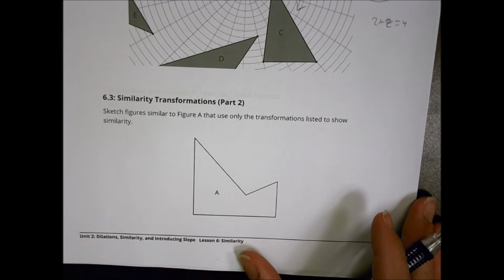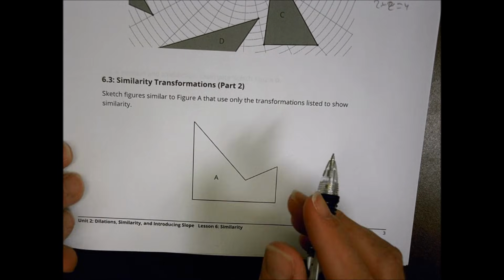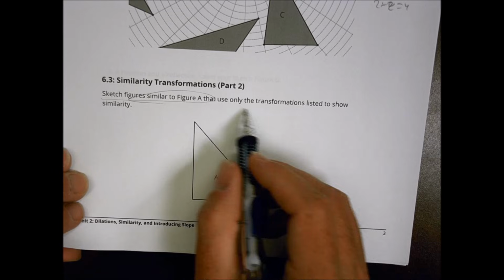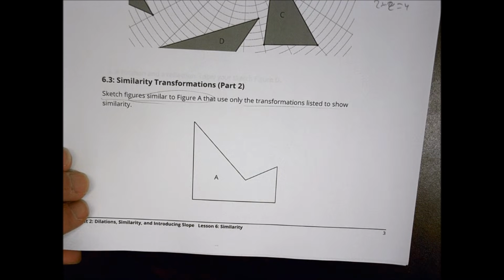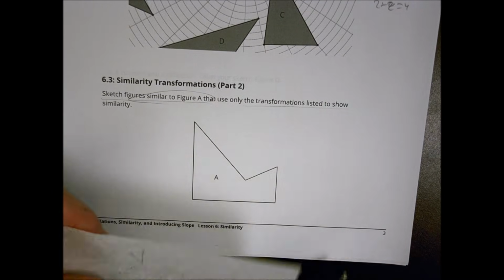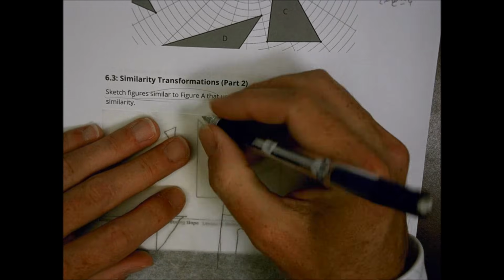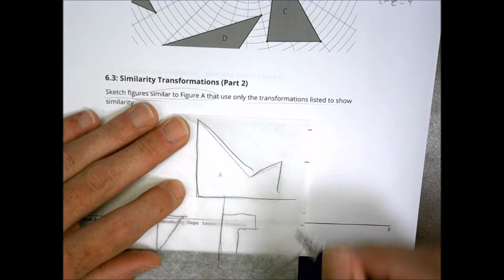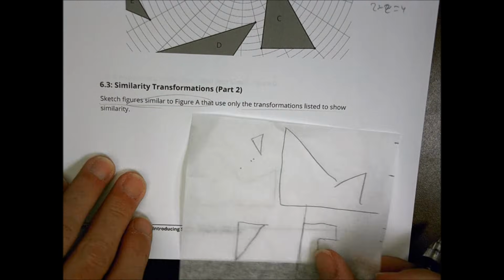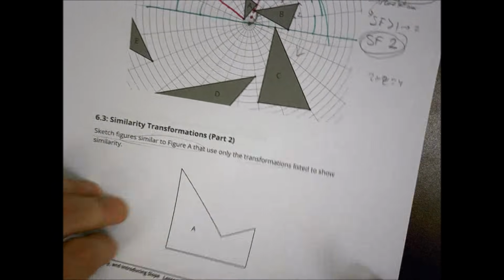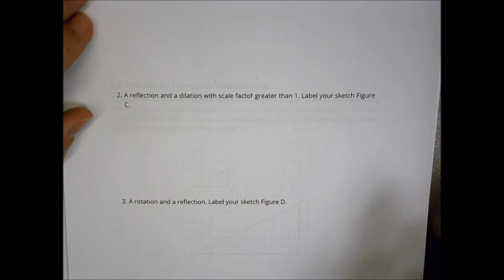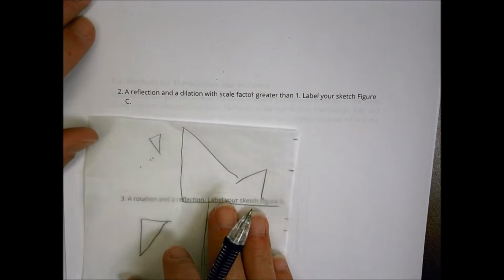For 6.3, looking at their sketches that are similar to figure A, it says sketch some that are similar and only use transformations listed below. So there's our shape. Just going to draw myself a little copy real quick, just so I have it for the next pages. So I have a line, I'm going down, down, and down. Just a sketch. There's my cute sketch. I turn to the next page, and it says, do a translation and a reflection, label your sketch figure B, and pause here so teacher can check your work.